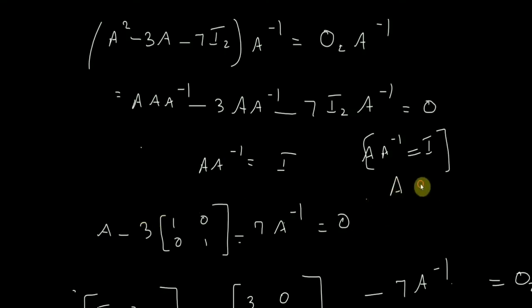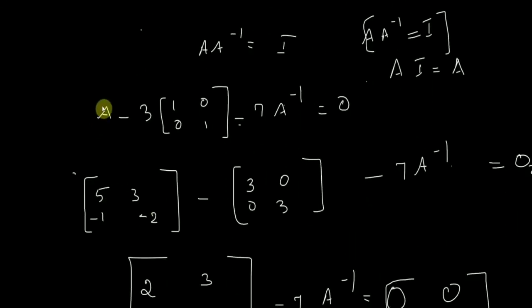Similarly, A into I. What is A into I? It is equal to A matrix. When you multiply a matrix by the identity, you get A. So this will become A into I, A into I is A. Minus 3 into A inverse is identity. Minus 7 into, this is identity into A inverse. Whenever you multiply any matrix by identity, you'll get back the same matrix, is equal to 0.